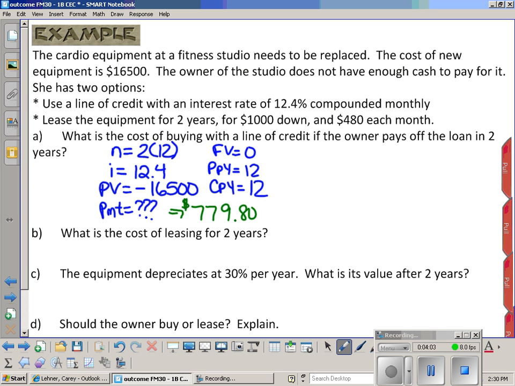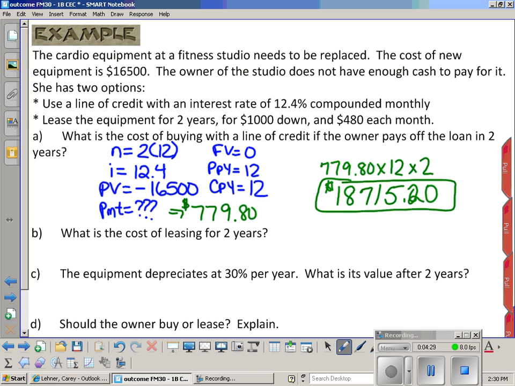$779.80. So to calculate the cost of buying using credit, she's making monthly payments, so 12 of these a year for 2 years. She is going to end up paying $18,715.20. That's how much it's going to cost her to buy it. Then she's going to own it.